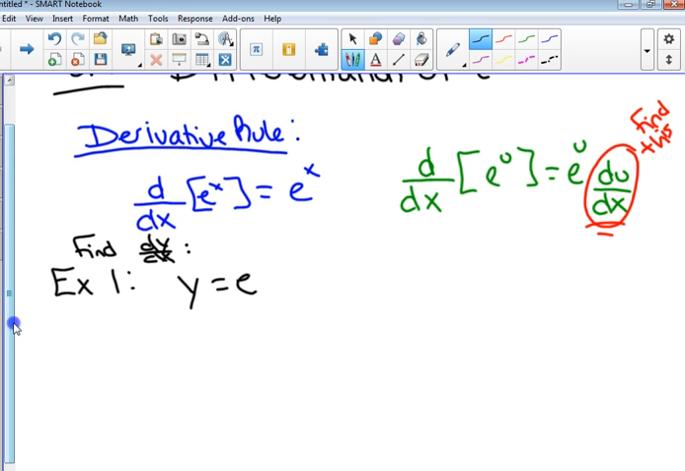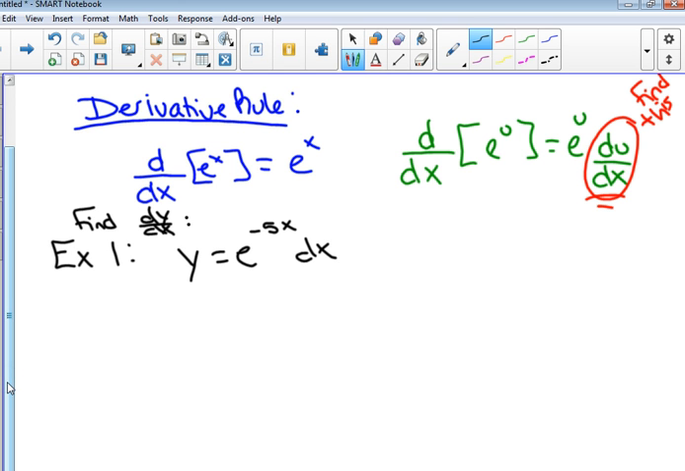y equals e to the negative 5x. If you're someone who's not careful with your notation, like you forget to write d's or x's after things, this is going to be tricky because you're not going to see what you have to divide by. Well, you do a really good job with your notation. You always have everything laid out really nice. So just make sure you are too.